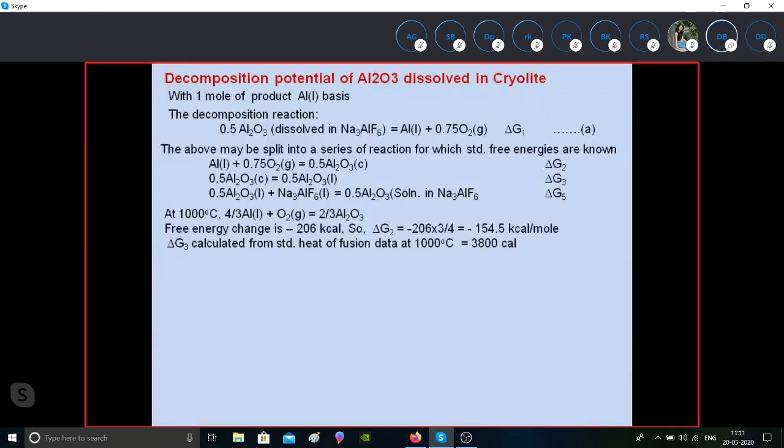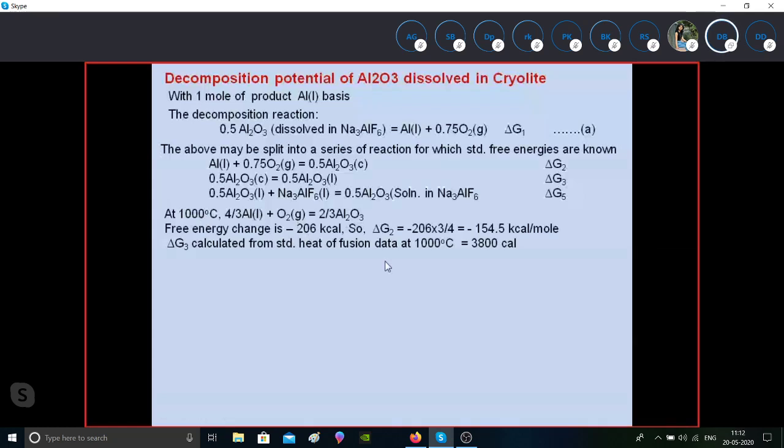So here also we go back to the same principle. We are taking 1 mole of oxygen because that is where my delta G is known. G as a function of temperature is drawn on a basis of 1 mole of oxygen. So here I have considered 1 mole of oxygen, 4/3 aluminium, and 1 mole oxygen gives me 2/3 alumina. So the free energy change is 206 kilocalories at 1000 degrees centigrade.